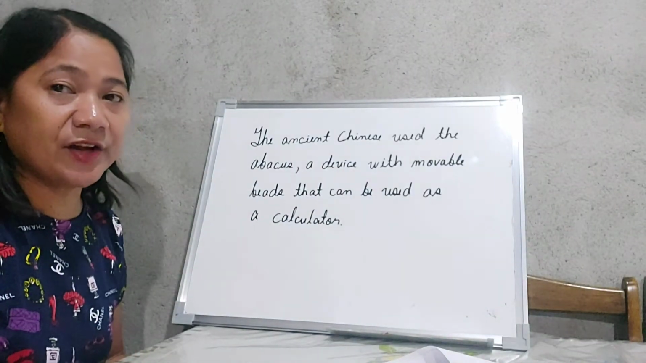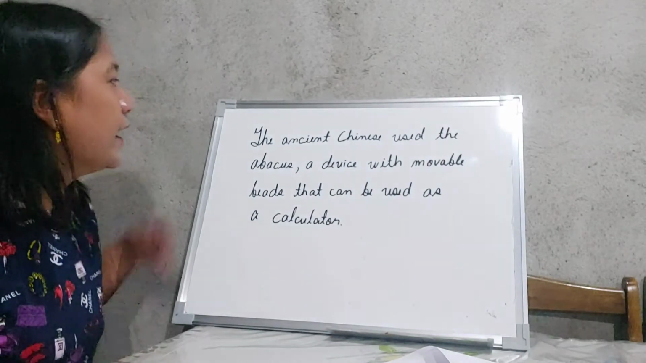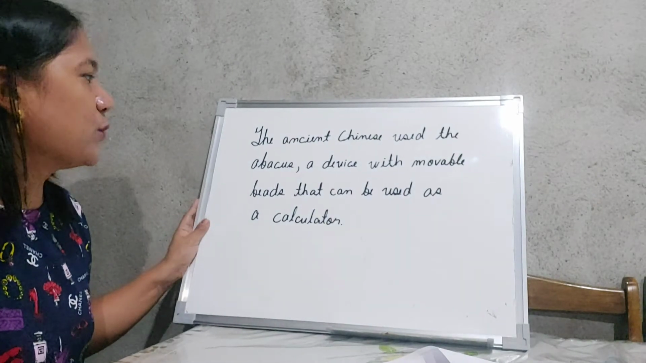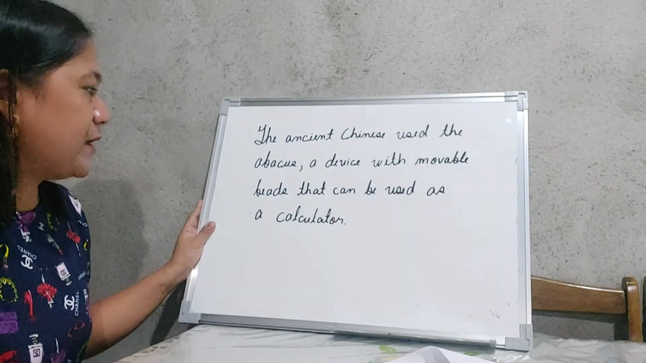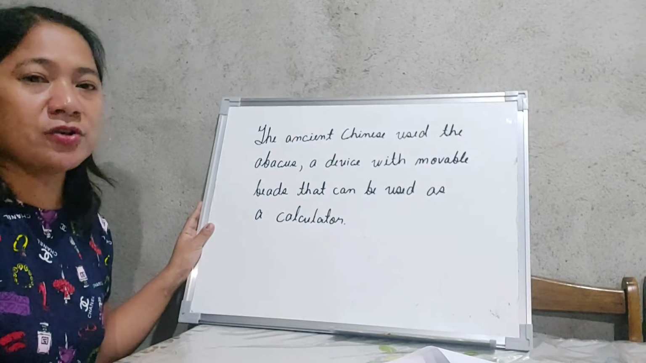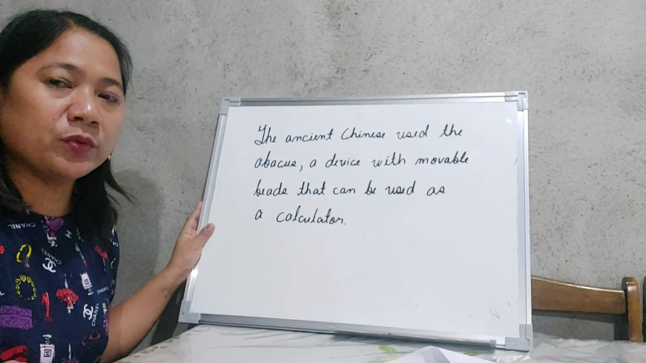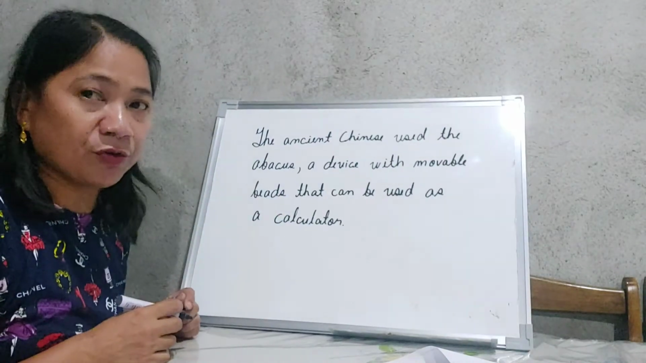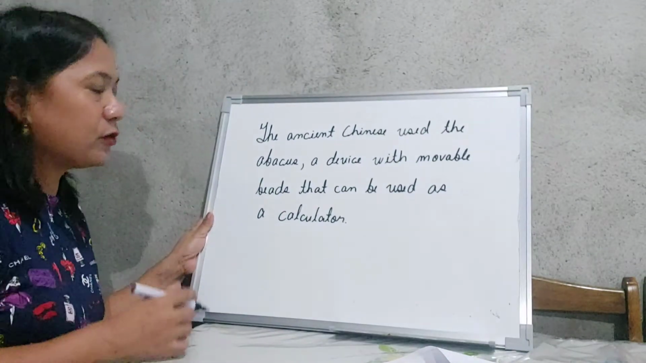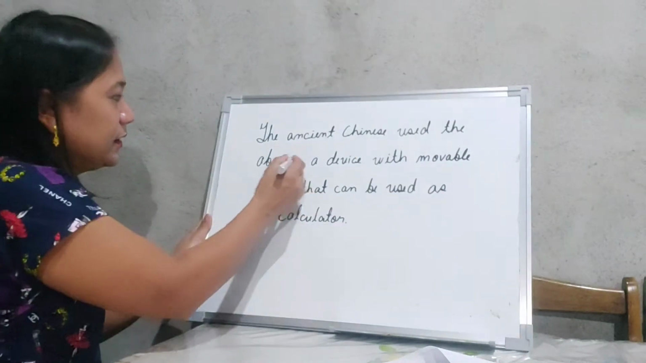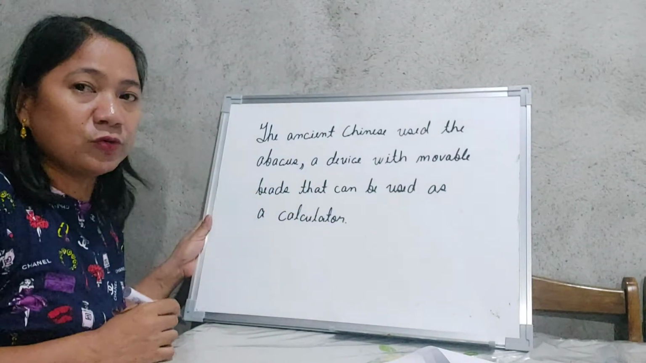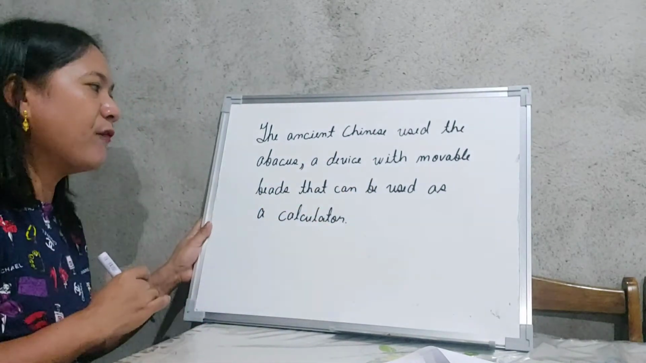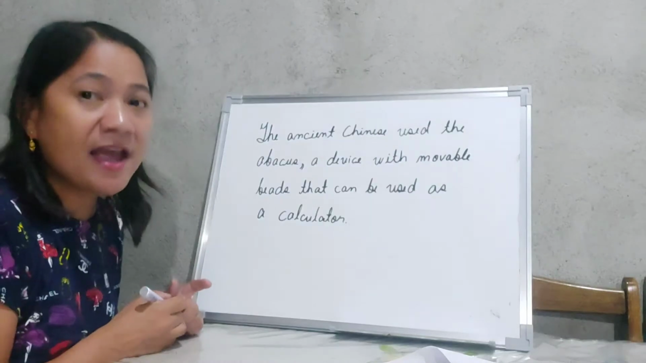And this is another example of a definition clue. The ancient Chinese used the abacus, a device with movable beads that can be used as a calculator. So the word that we're going to identify the meaning of is the word abacus. Since the author or the writer included the signal punctuation, comma, we conclude that the meaning of abacus is a device with movable beads that can be used as a calculator.